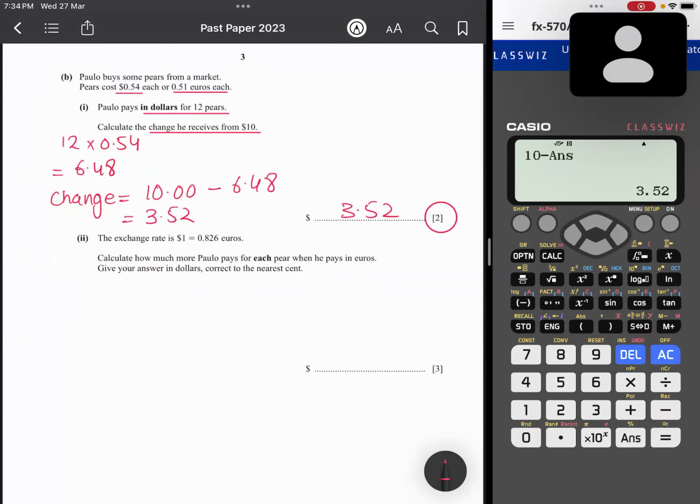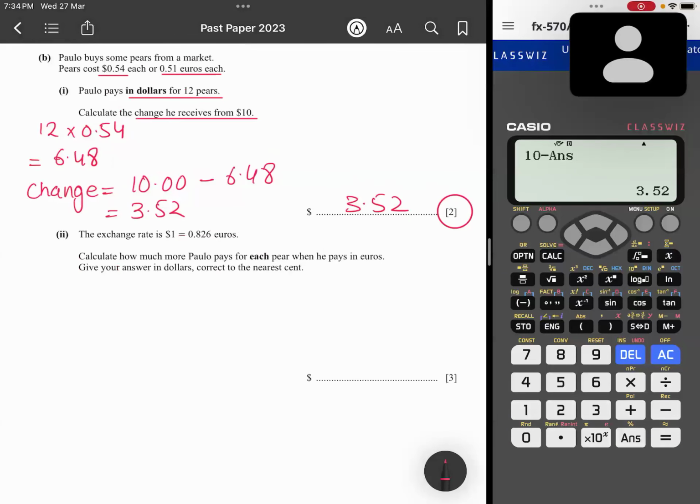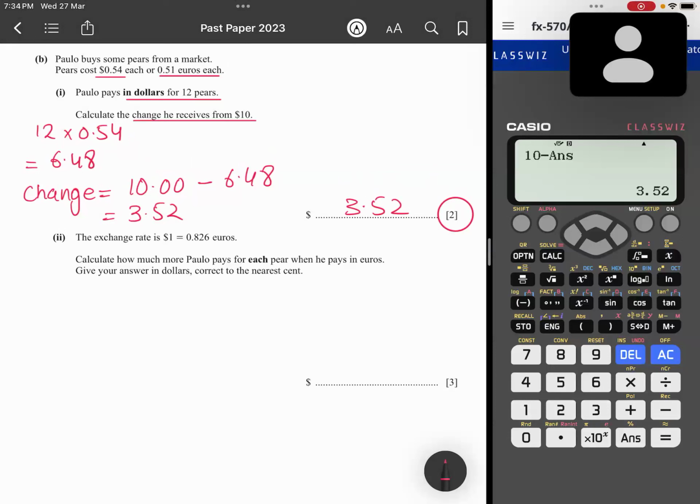The exchange rate is $1 to 0.826 euros. Calculate how much more Paulo pays for each pear when he pays in euros. So 12 pears in euros, 0.51. So 12 multiplied by 0.51.